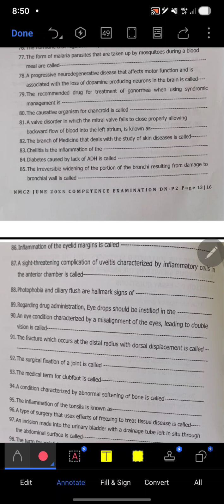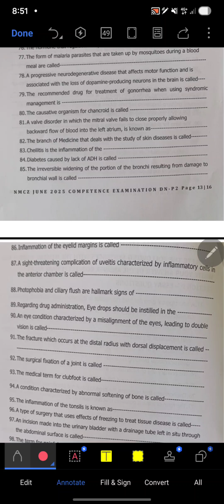79. The recommended drug for treatment of gonorrhea when using syndromic management is, the answer is ceftriaxone. Of course, it should often be combined with azithromycin when using it like this, and that is the best combination when using syndromic management. 80. The causative organism for chancroid is called, the answer is, of course, Haemophilus ducreyi. That is the answer.